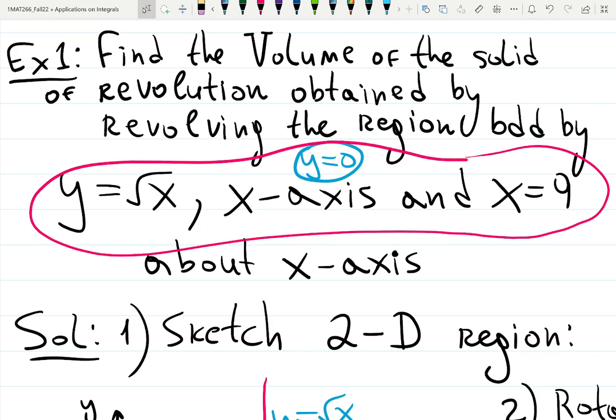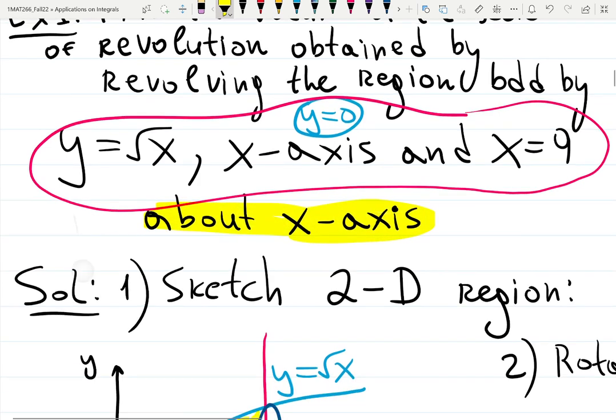Revolve a 2D region, you get a 3D region. This pocket is flat, and when I spin it, it becomes a 3D object. That's kind of the idea. Now, important new information: how do we revolve it? About what? About y equals x, about x equals 17, or about some kind of axis. In this case, it's an easy case: about the x-axis.